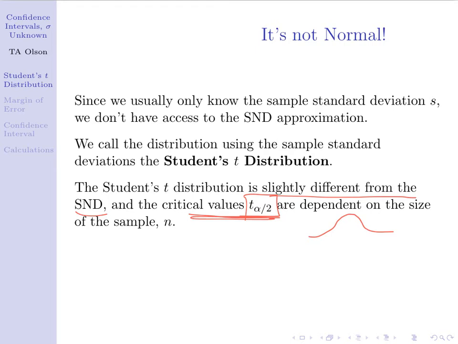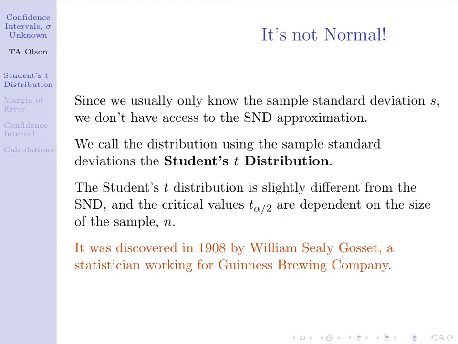Now, this fact was discovered in 1908 by William Sealy Gosset. He was a statistician working for the Guinness Brewing Company. And they actually forbade him from publishing it because they thought it was a corporate secret. And so he published it anyway, but he published it under the pseudonym Student. And that's why it has this name today.